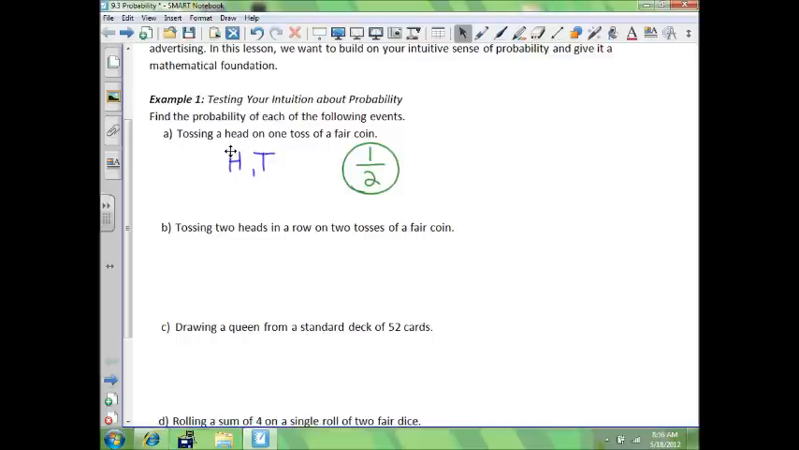Now, when you talk about tossing 2 heads in a row on a toss of a fair coin, that means there's a couple different options there. You can toss a head and a head, a head and a tail, a tail and a head, and a tail and a tail. So there are 4 options that we have. There's only one that we want, so this will be 1 out of 4.